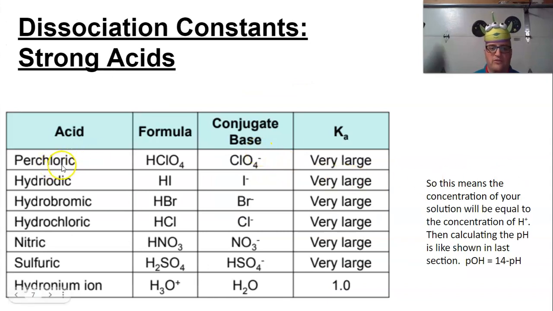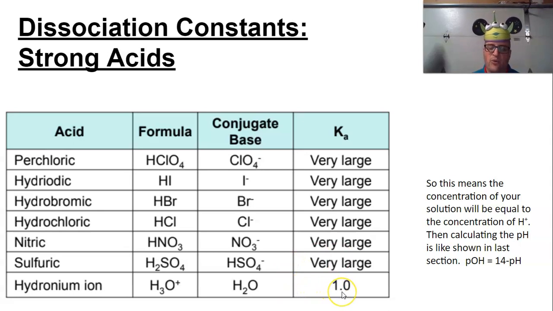Examples of these strong acids, and you should know these strong acids. All of these here, take off the hydrogen, you get the conjugate base. The Ka is very large. I don't even know if I've ever seen what those Kas are because they're just enormous, right?